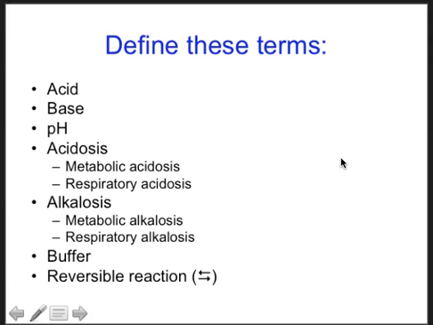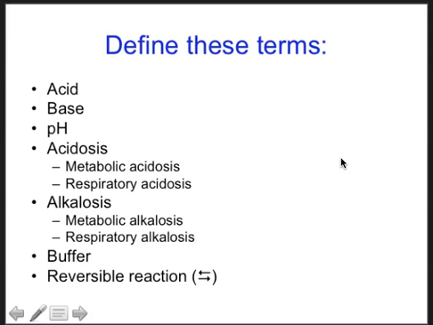Well, metabolic acidosis is what occurs when the body is producing large amounts of organic acids that are not being carried away by the blood effectively.